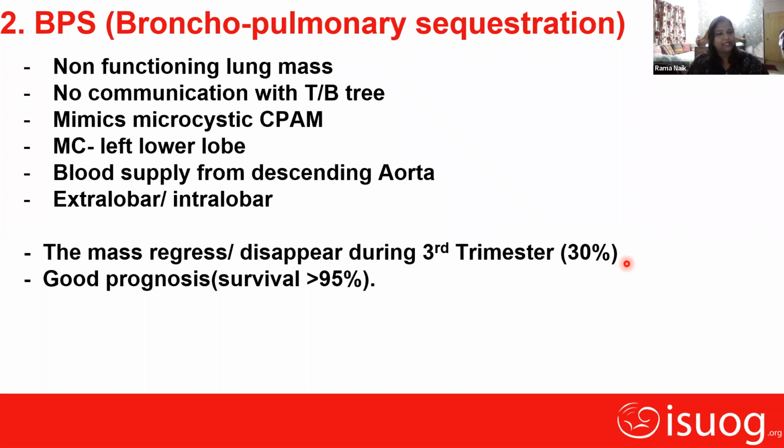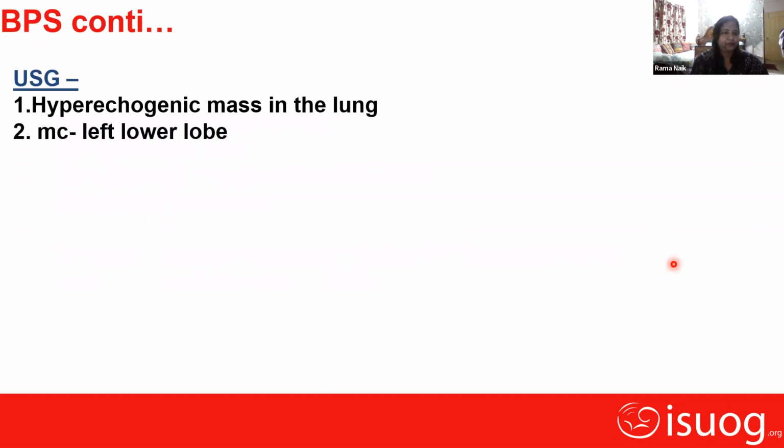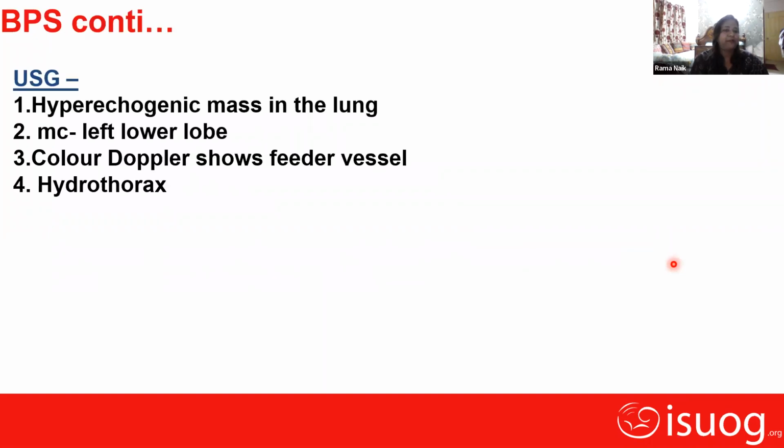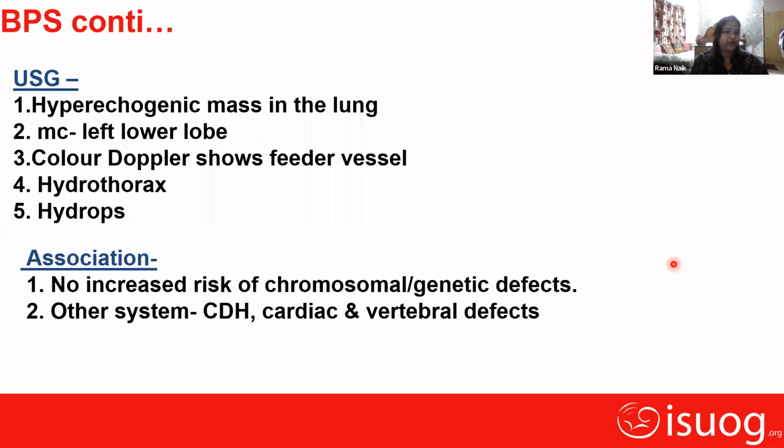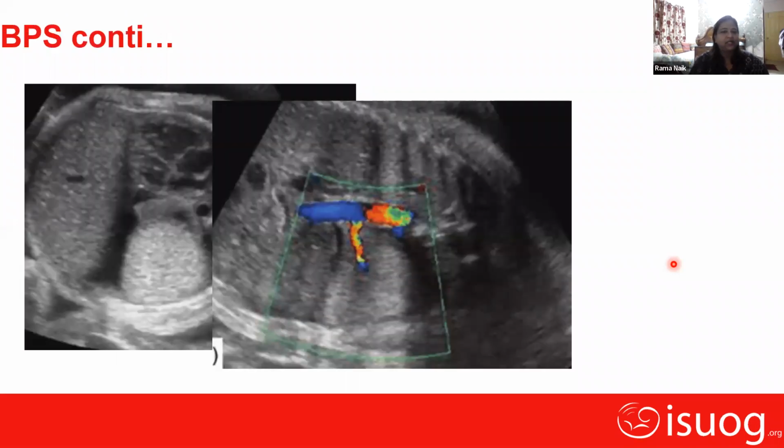Now BPS can be extralobar or intralobar, and the mass may regress or disappear during the third trimester. It has a good prognosis like CPAM. In ultrasound, you will see a hyperechogenic mass. Color Doppler will show the feeder vessel. Sometimes hydrothorax and hydrops develop. There is no increased risk of chromosomal or genetic abnormality, but you have to see the baby in detail for other system involvement. So these are the pictures. This is the BPS mass, and this is the feeder vessel coming from the aorta.